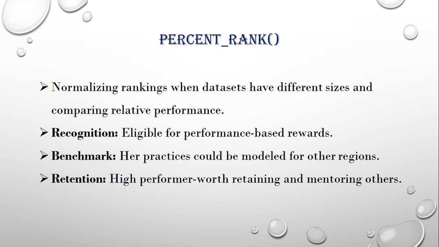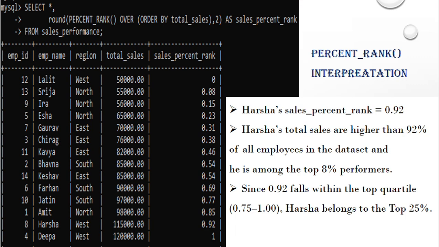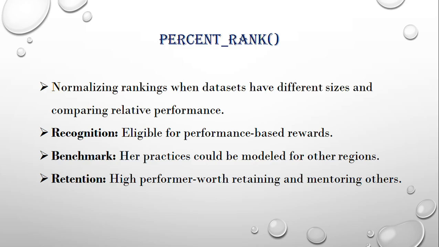Percent rank is used for normalizing ranking when datasets have different sizes and for comparing relative performance. It is used for recognizing and giving eligibility for performance-based rewards, for benchmarking practices that can be modeled for other regions, or to understand high performers and worth-retaining employees.